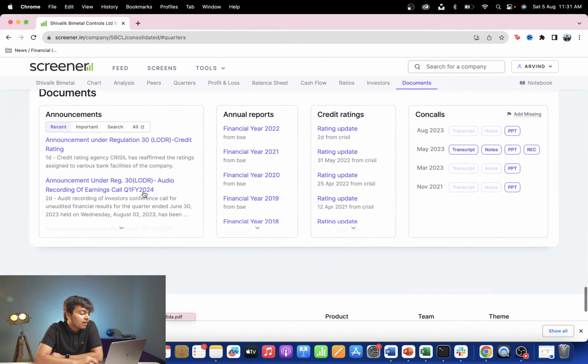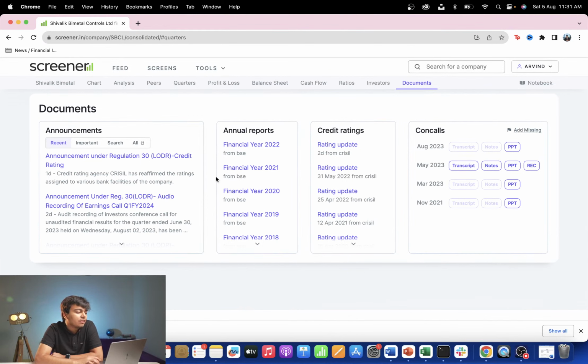Alright, then a very important thing. Previously, 5 years ago, when we used to look at Screener, it did not have these documents. Right now they have started having these documents where all the recent announcements, as I discussed, are there. At the very same time, the annual reports which the company publishes, which are there on the BSE and NSE exchanges, given that the company is listed on both, are placed here as well. So you can download the annual report and read certain important topics in it. You have the credit rating reports here. So whenever CRISIL and other agencies issue credit ratings for these companies, it's right here. And then we have the conference calls here.